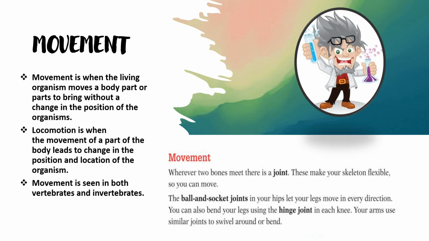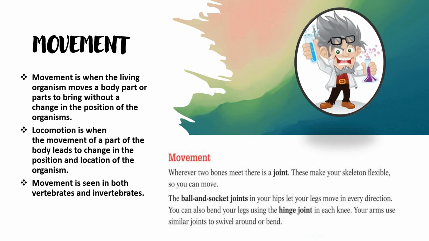Locomotion is when the movement of a part of the body leads to a change in the position and location of the organism. So locomotion happens when our body's position and location changes over time with the movement. So movement is seen in both vertebrates and invertebrates.